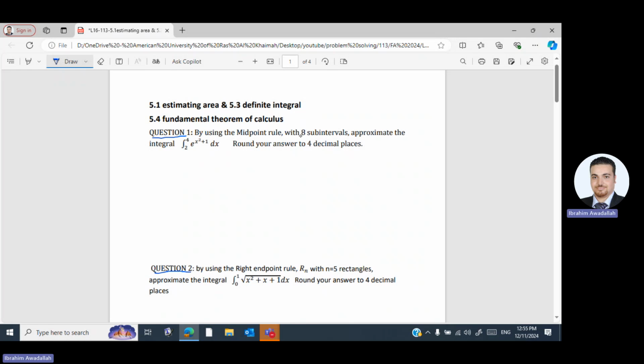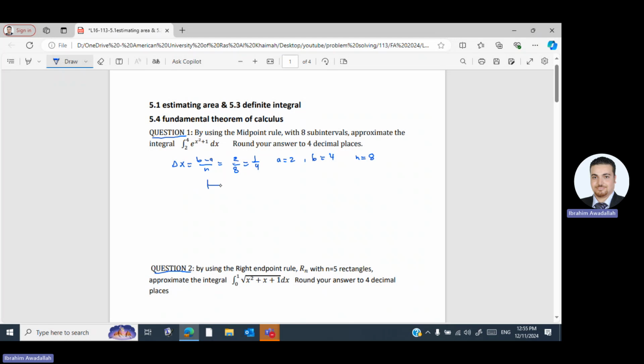Okay, by using the midpoint rule with 8 subintervals, so n equals 8, approximate the integral. The start and end points are a and b: a equals 2, b equals 4. The first thing all the time we should find is delta x. Delta x is b minus a divided by n, so 4 minus 2 divided by 8, which means 1 over 4.